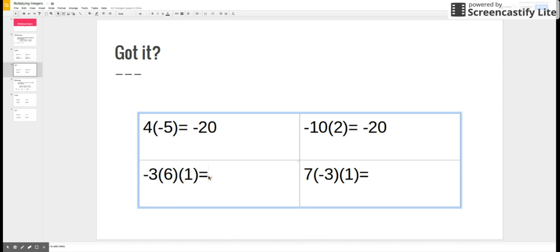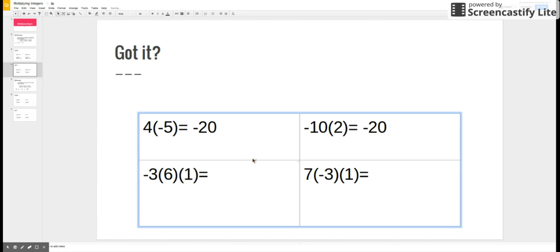All right, here I have negative 3 times 6 times 1. Let's break it down nice and slow. Negative 3 times 6. Well, negative times a positive is negative. So negative 3 times 6 is negative 18. Times 1 gets me negative 18. Negative times a positive, always negative.